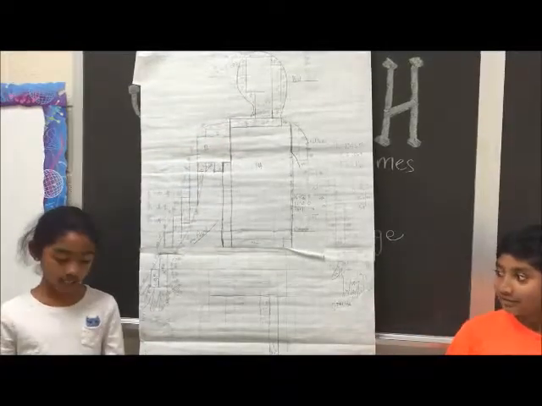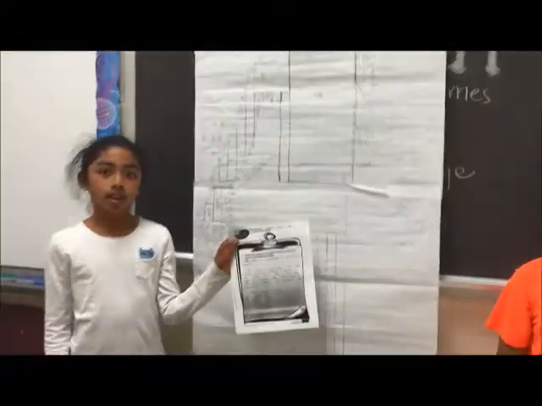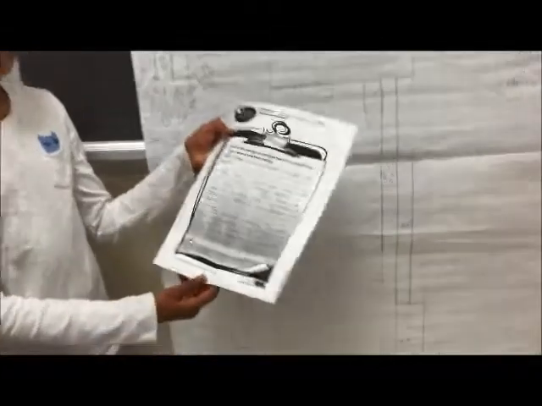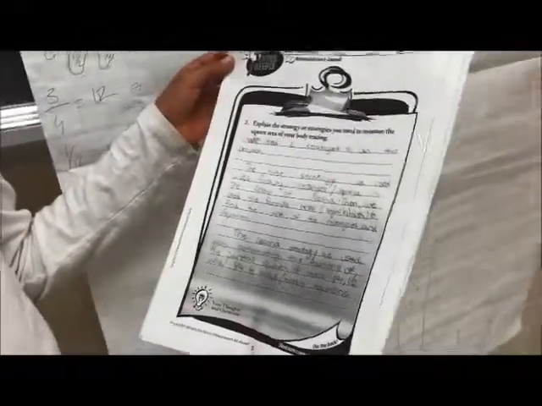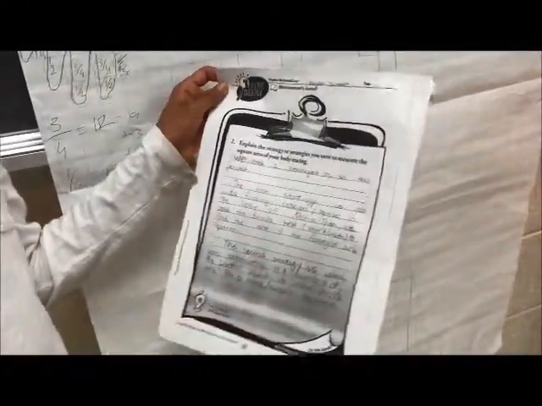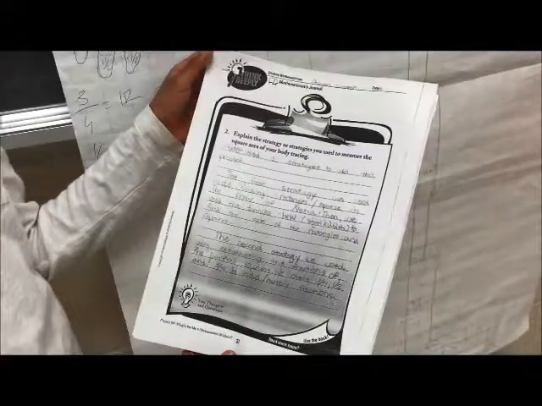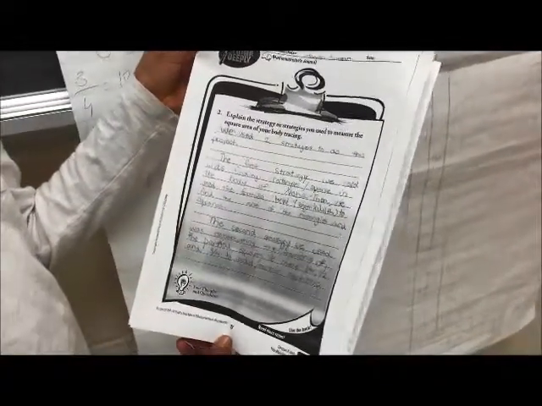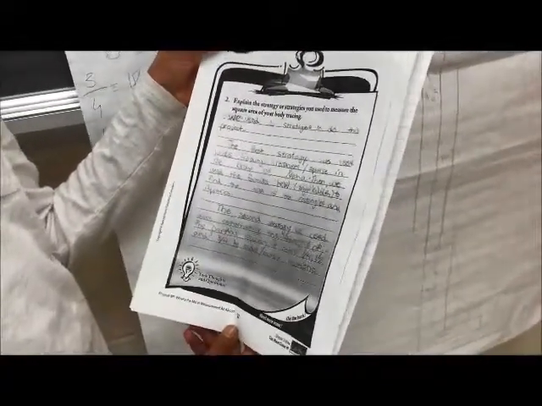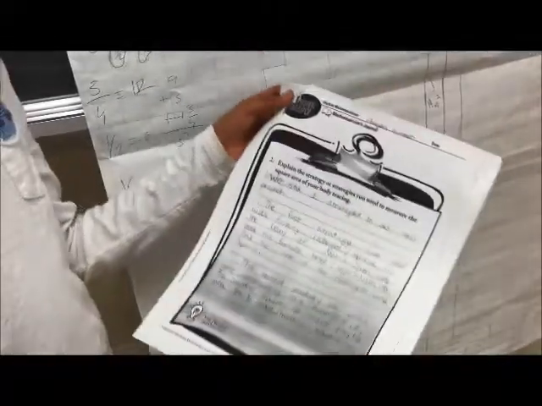We usually do a think deeply, and we write down what it says to do. And this time we were supposed to explain the strategy or strategies we used to measure the square area of your body tracing. So here's what we wrote this time.